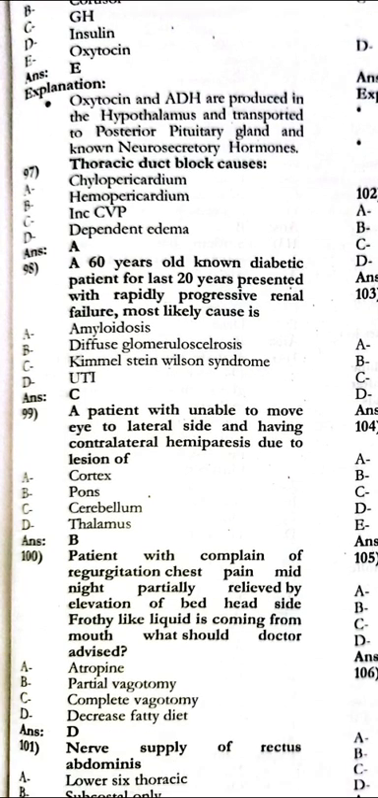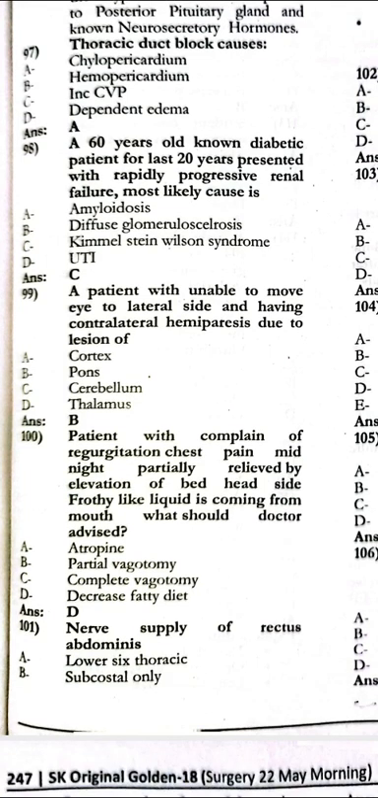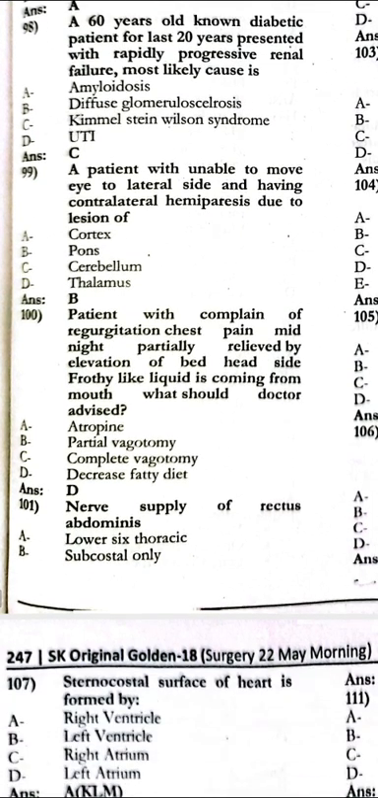A 60-year-old, non-diabetic for the last 20 years, presents with rapidly progressive renal failure. Most likely cause is Kimmelstiel-Wilson syndrome. The patient is unable to move the eye to the lateral side and has contralateral hemiparesis due to a lesion of the pons. Patient with a complaint of regurgitation and chest pain at midnight, partially relieved by elevation of the head side of the bed. Frothy liquid is coming from the mouth. What should the doctor advise? That is decrease fatty diet.